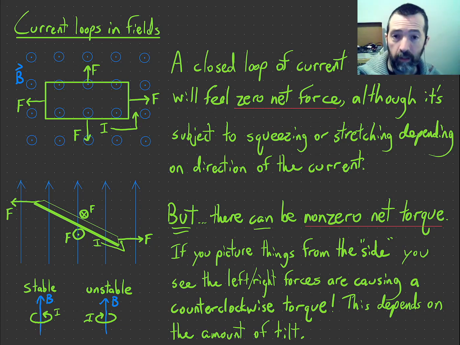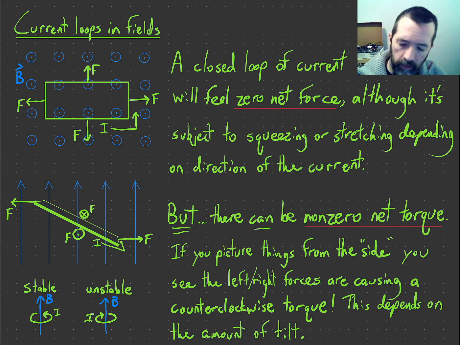So instead of the magnetic field coming out of the screen, the magnetic field's going up. And again, we're looking almost edge on at the loop. I drew it a little bit in perspective. So this front edge of the loop has a force that comes out of the screen. The back edge has a force that goes into the screen. And again, those are just going to cancel each other out.